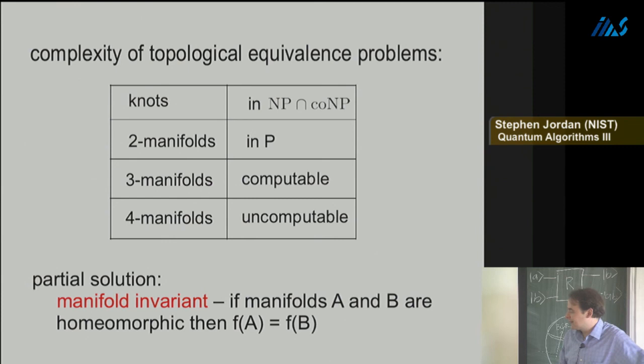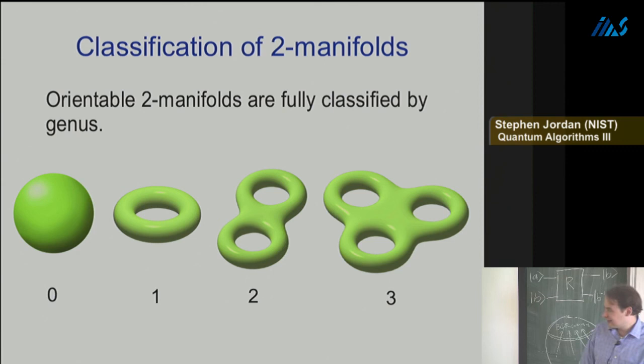So if these are hard problems, what we can do as a partial solution is to try to compute invariants. If manifolds are equivalent, they should evaluate to the same thing. I said the two-manifold problems are in P, and that's just because orientable two-manifolds are completely characterized by the genus, just how many holes the donut has.